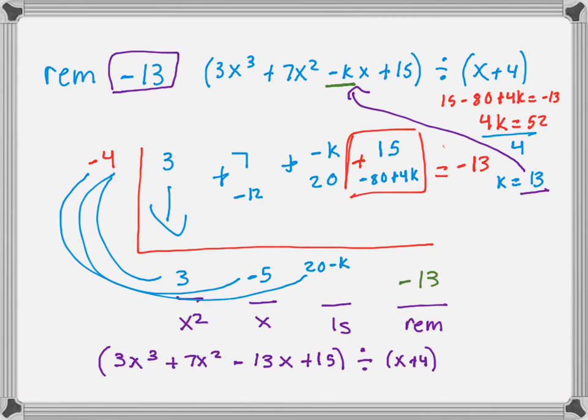And that's going to give us a certain quotient, which I think becomes 3x squared minus 5x. And then we have, I think it's plus 7 with a remainder of negative 13. So really all that we need to do in this is find k. So we found it and we're good.